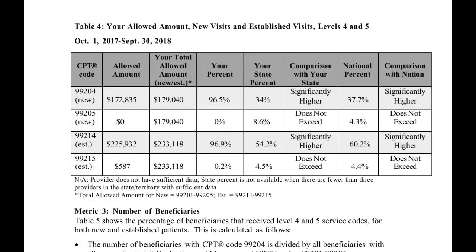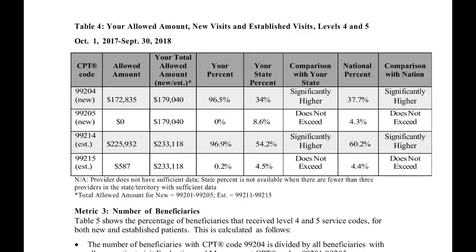So here again, we have our CPT codes listed on the left-hand side, and instead of units, now we have that allowed amount. And we saw in the last table that the units for 99204 and 99214 were relatively high, so it stands to reason that the allowed amount submitted is as well. And as we can see with 99204, the total allowed amount for that code was 96.5%. So again, compared to the state average of 34% and the national average of 37%, those comparisons are going to be significantly higher.